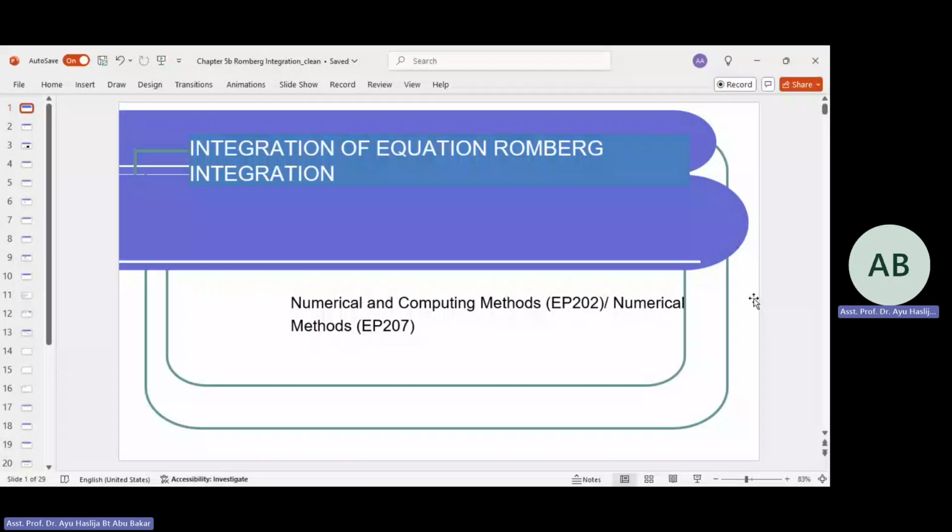Integration, which is Romberg integration. Okay, Romberg integration. The last part of integration. Next class, we move to differentiation. Romberg integration basically applies the trapezoid equation.